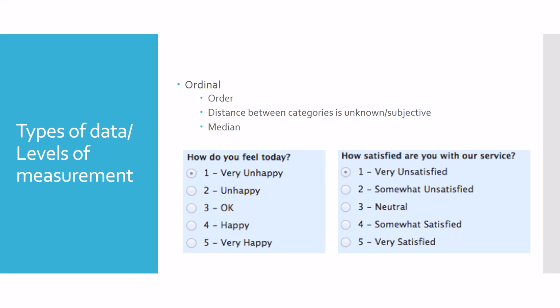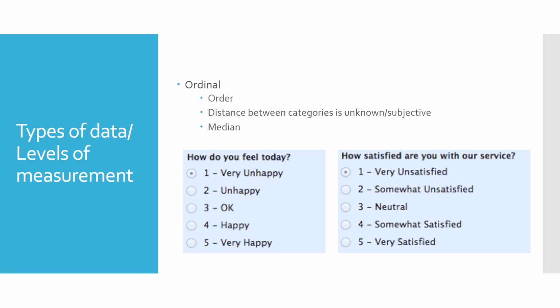Or if I do know the spacing, so very unsatisfied, somewhat unsatisfied, neutral, that is subjective. And that's something you've talked about with Andy as well, I believe, when you looked at types of questions. The difference between very unsatisfied and somewhat unsatisfied for one person might be quite small, whereas another person might interpret very unsatisfied as being wildly different from being somewhat unsatisfied. So the distance between the categories is subjective, and also what one person thinks is unsatisfied, another person might think is very different as well.